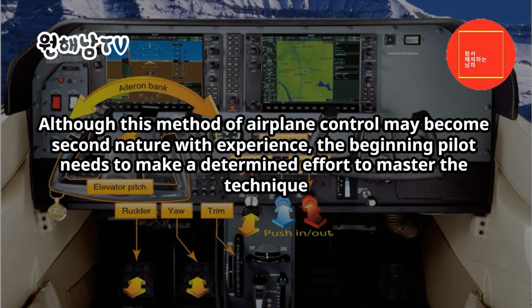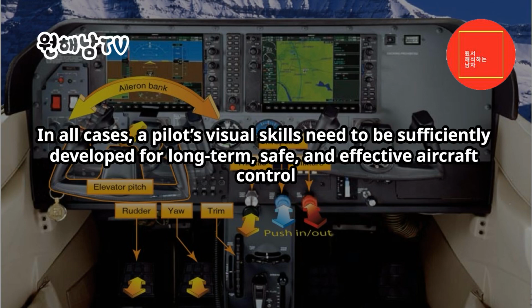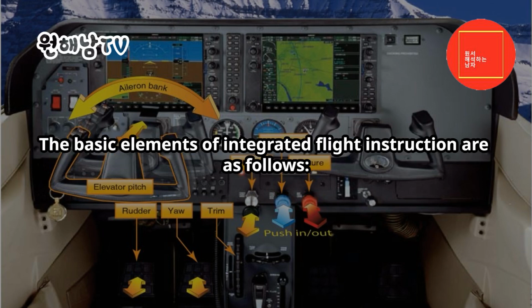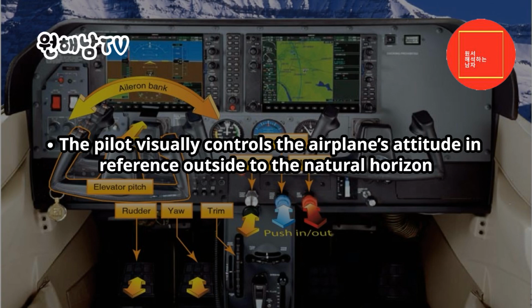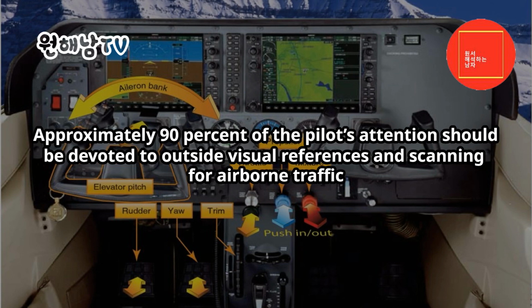Although this method of airplane control may become second nature with experience, the beginning pilot needs to make a determined effort to master the technique. In all cases, a pilot's visual skills need to be sufficiently developed for long-term, safe, and effective aircraft control. The basic elements of integrated flight instruction are as follows. The pilot visually controls the airplane's attitude in reference outside to the natural horizon. Approximately 90% of the pilot's attention should be devoted to outside visual references and scanning for airborne traffic.